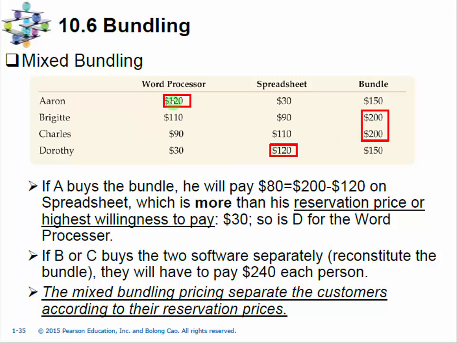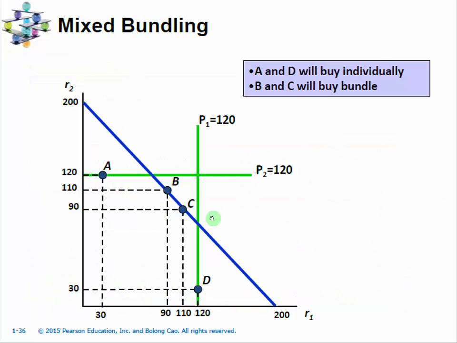Not to even mention that if they try to reconstitute this bundle by themselves, the cost will be higher than their combined reservation prices. In this picture, we can see that for A and D, the combined reservation price is $150, but for C and B, the combined reservation price is $200. So when we move from the pure bundling price of $150 to the mixed bundling price of $200, we increased the producer surplus by $50 on each bundle. We extracted $50 more from B and C's consumer surplus individually.